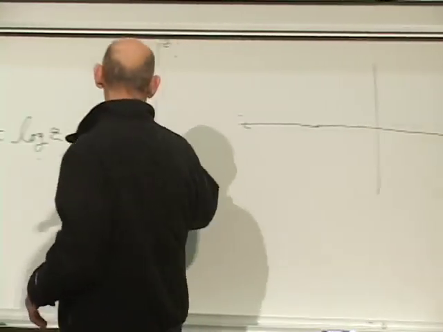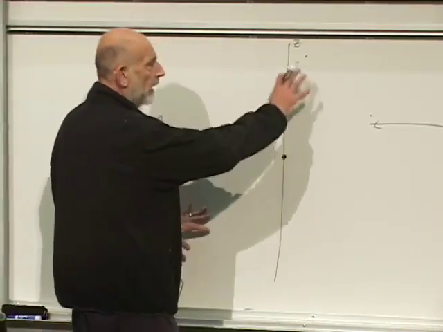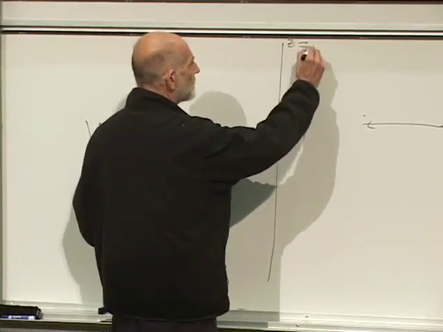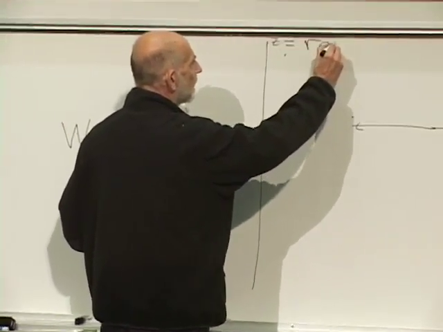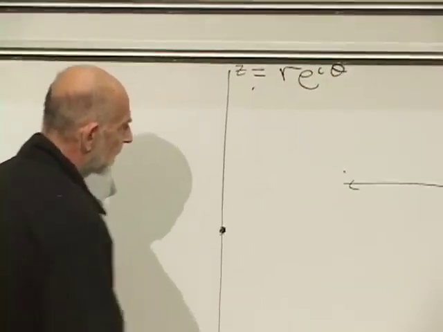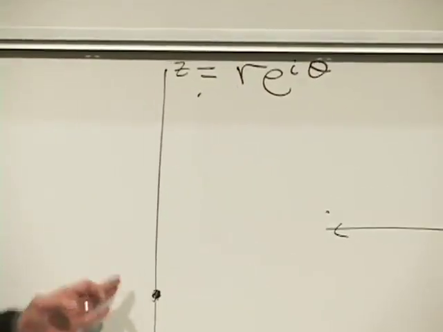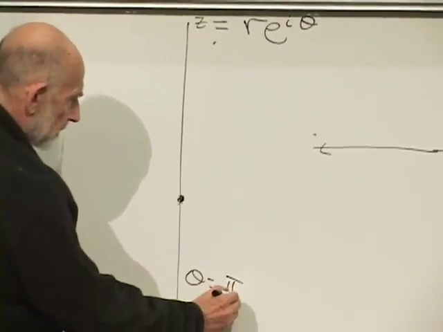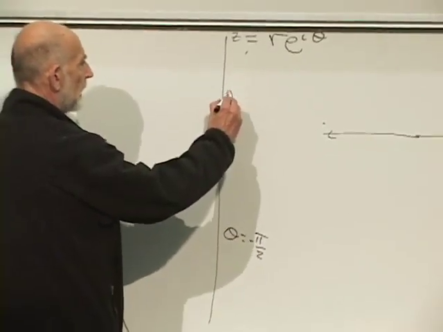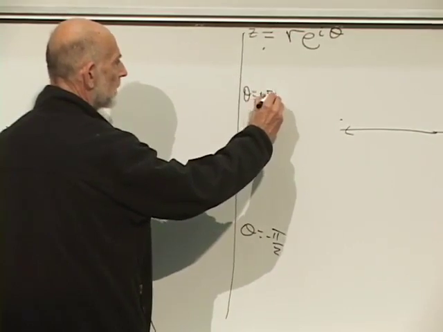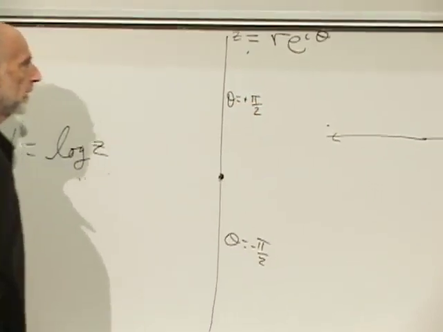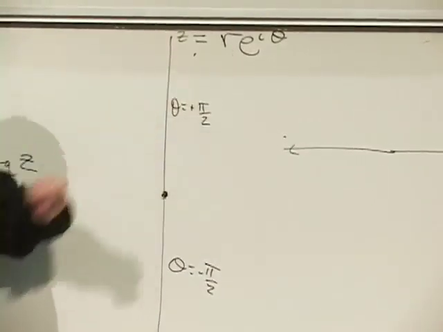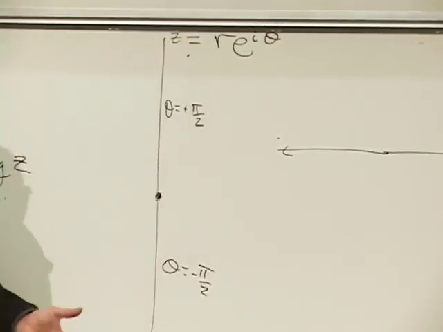Let's take this plane and write it in the other form. Z is equal to r e to the i theta. Then what is this half line down here? That's the line theta equals what? Theta equals minus pi over 2. Here is theta equals plus pi over 2. Here is r e to the i theta. What is the logarithm of r e to the i theta?